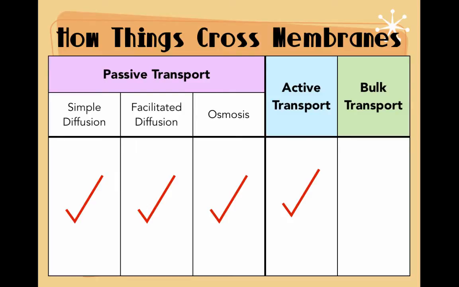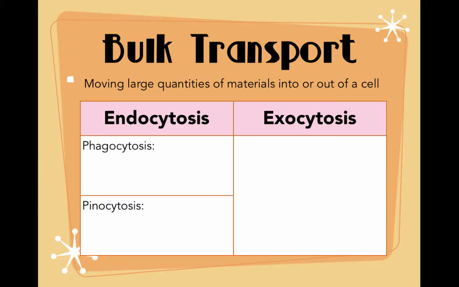So now we're going to move on to bulk transport. With bulk transport, there's two types, and the easiest way to remember what bulk transport is, if you look at the word bulk, bulk means kind of like heavy, large quantities. Think of Bulk Barn or even buying things from Costco. Things are bought in bulk. So with bulk transport, large quantities of materials are moved into or out of the cell. And there are two types of bulk transport, endocytosis and exocytosis.